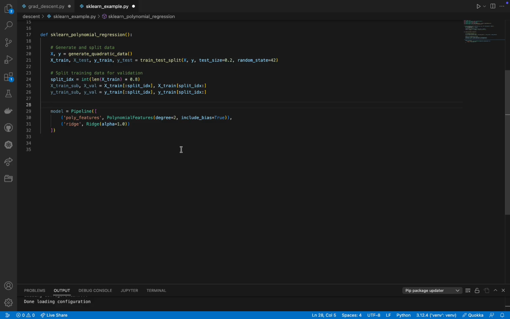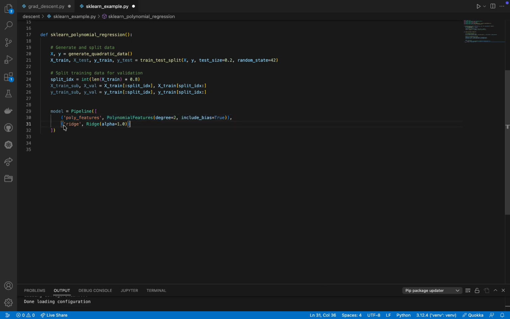We create a pipeline object. Think of pipeline as a sequence of steps that happen automatically in order. We give it 2 steps. Step 1 is polynomial features with degree equals 2. This does exactly what our polynomial features method did. It takes x and transforms it into 1, x, x squared. But we don't have to worry about the details, scikit-learn handles it.